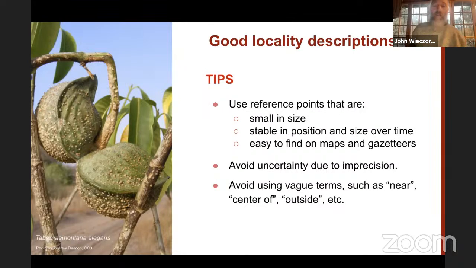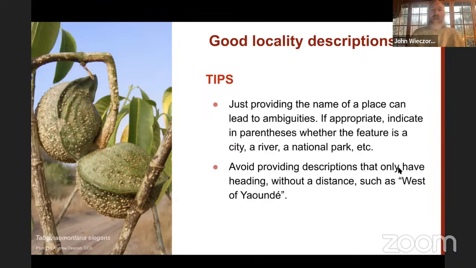And then finally, the other thing to do, or not do, is to avoid vague terms that introduce uncertainty on our part about where the place actually is, or that are not helping to describe the place. So if I say near or near the center of, what does that mean? It doesn't give me any scale, doesn't give me any real distance. It's just a descriptor that's not helping. Further tips.